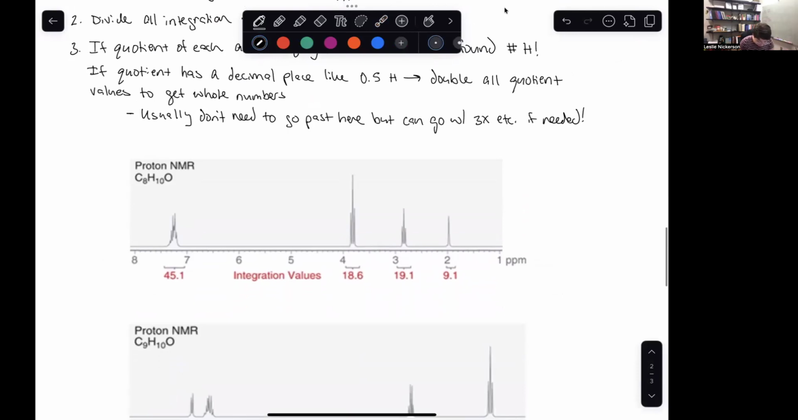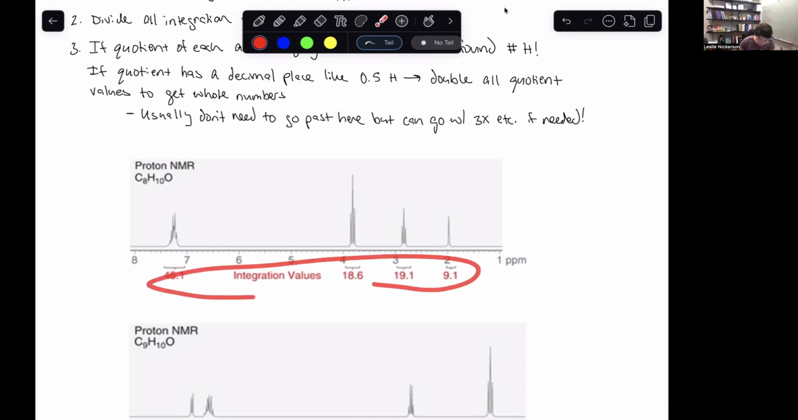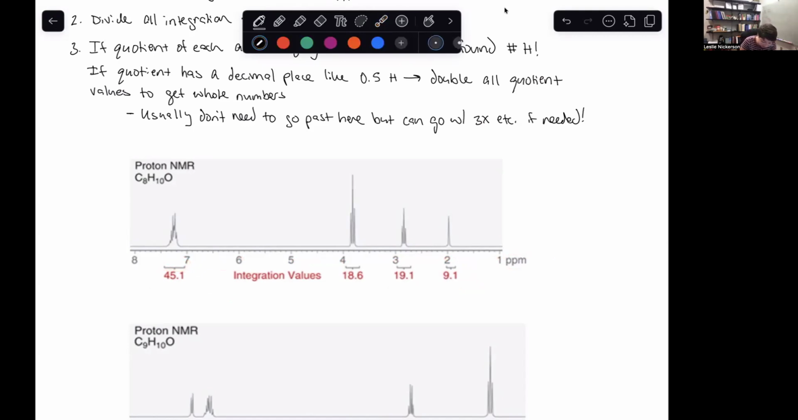So for a couple of examples, look at this one where it's got some integration values down here. Keep in mind that when we're looking at our chemical shift, our ppm is these numbers, and our integration values are shown with those brackets and given different numbers beside the ppm. So just be careful, it's easy to get those things mixed up. My lowest is going to be the 9.1, so I'm going to set this equal to 1 hydrogen.